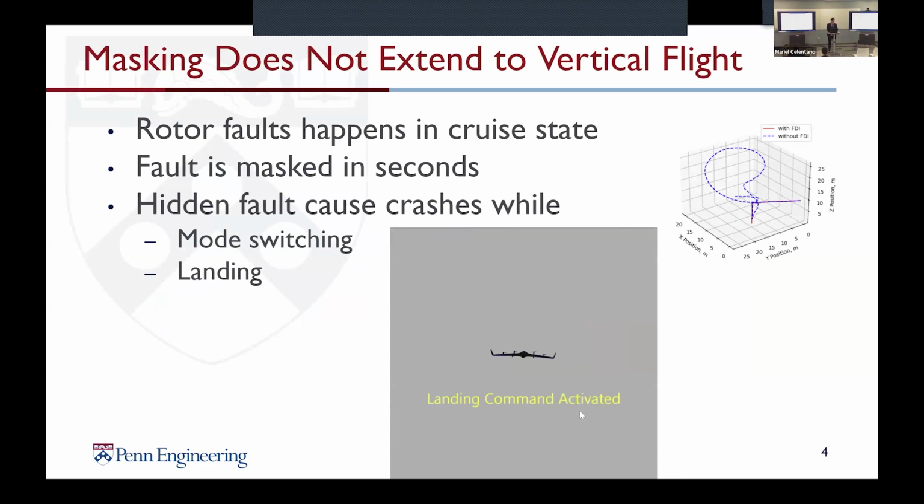However, you may think the masking may be safe and allow the vehicle to be operationally safe, but masking doesn't extend to the vertical flights. So we target this condition where the rotor fault happens in cruise flight, like the states here, and then the fault is masked within seconds. You can see there's no way for us to see whether the fault is there from the 3D trajectory. However, the hidden fault can cause a crash while both reaching and landing.